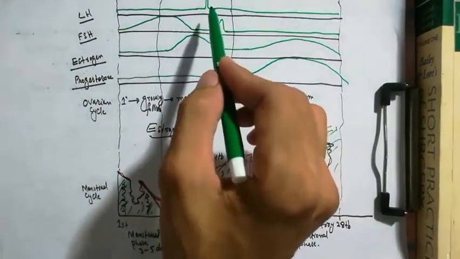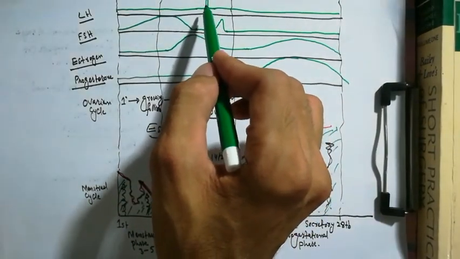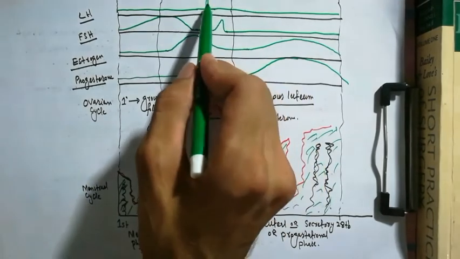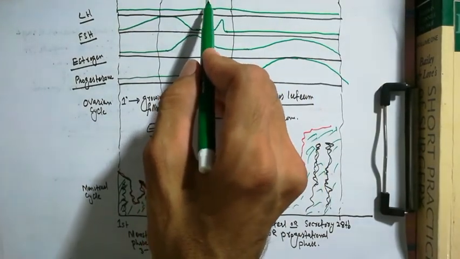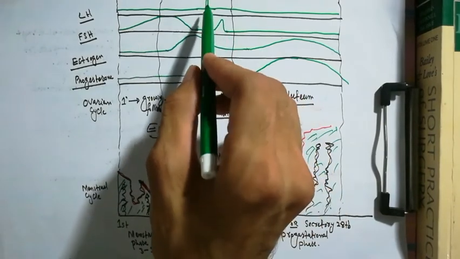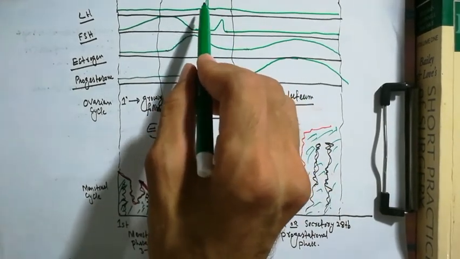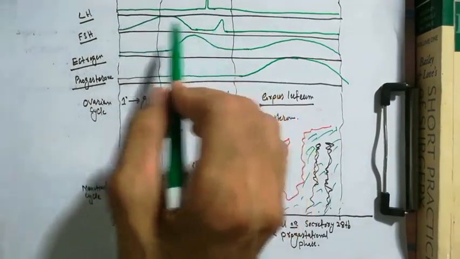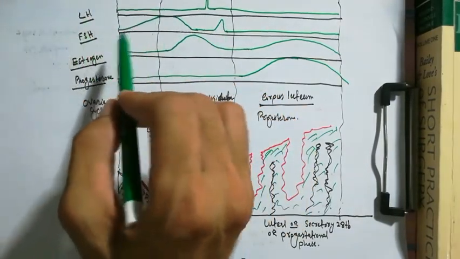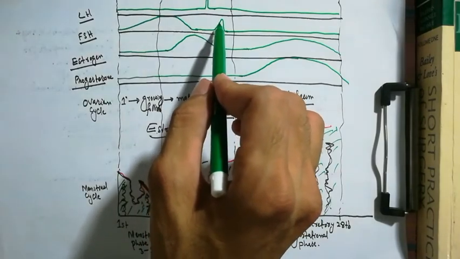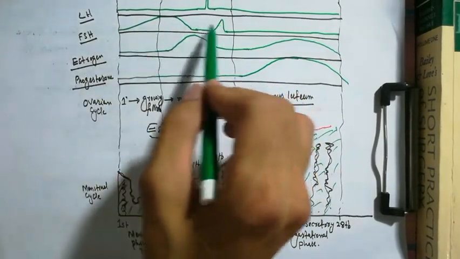Just before ovulation, luteinizing hormone is secreted in very high concentration. This is called the luteinizing hormone surge. And at the time of the luteinizing hormone surge, the anterior pituitary gland also secretes some high concentration of FSH, which makes the basis for this elevation in the FSH graph.